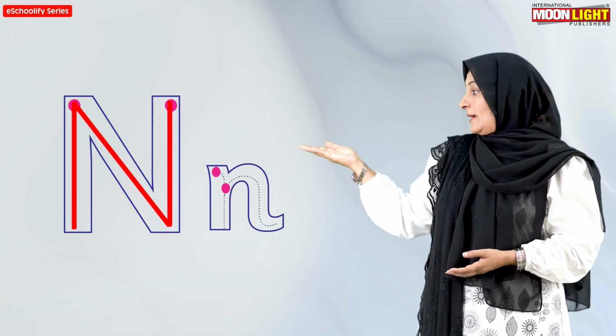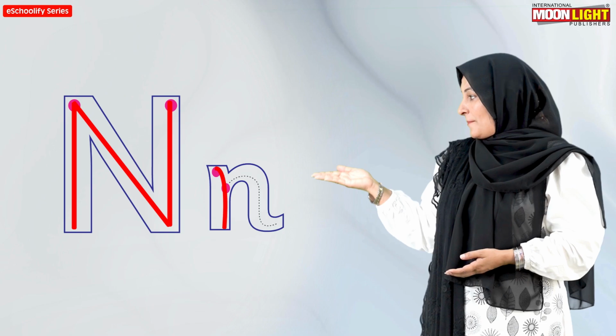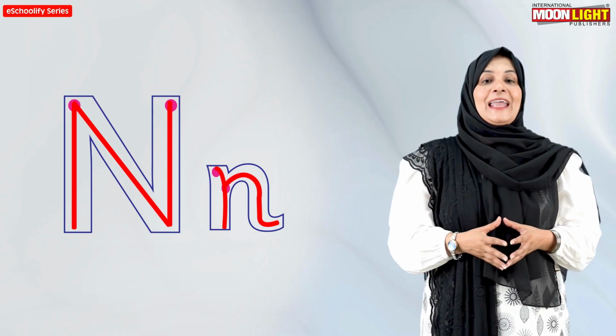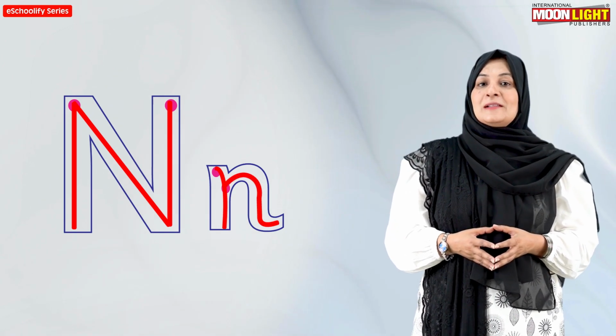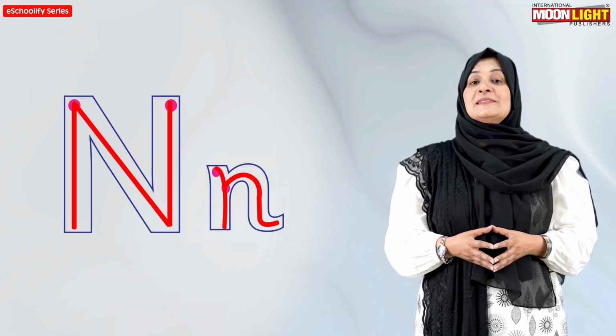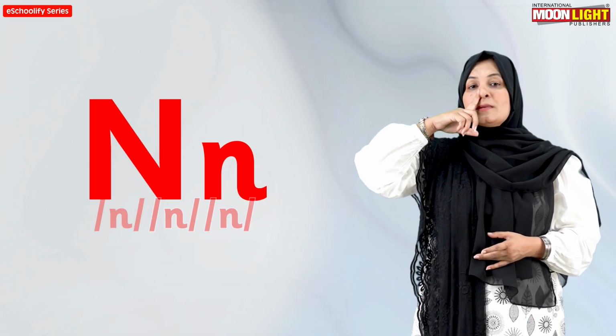Start from the second line, come straight down, jump, turn the loop. It will make small n. The letter name is N. The sound of N is N.